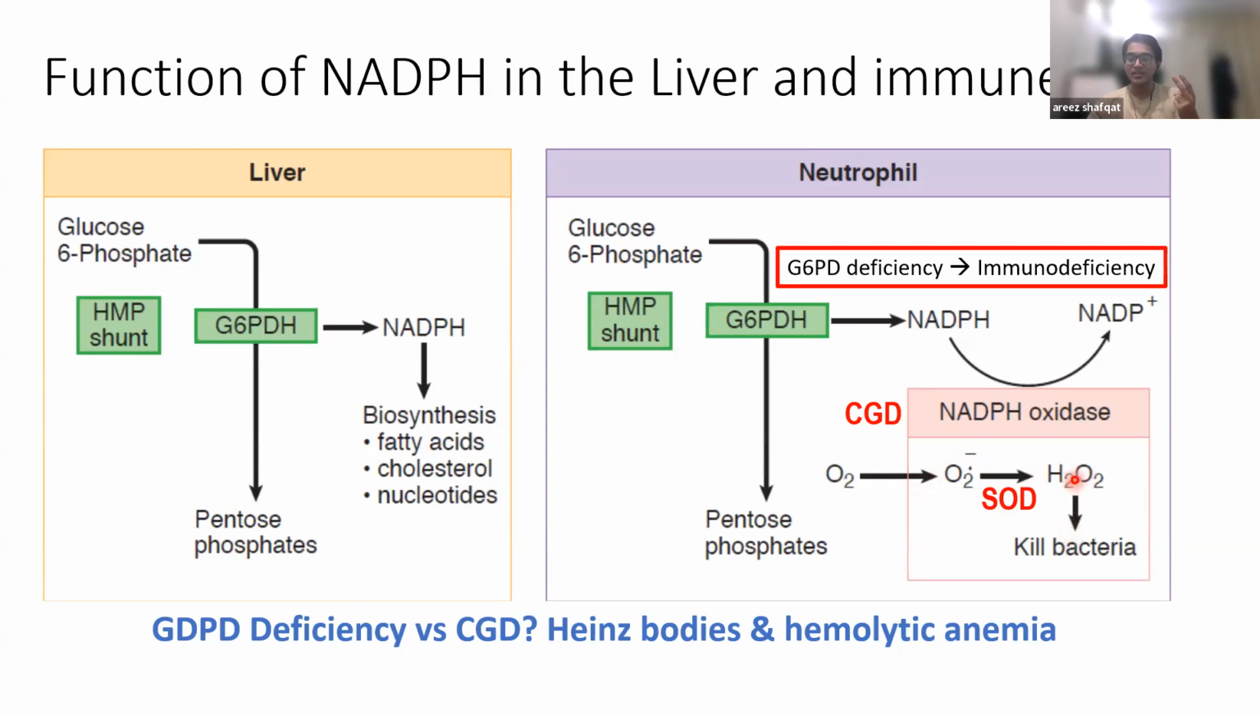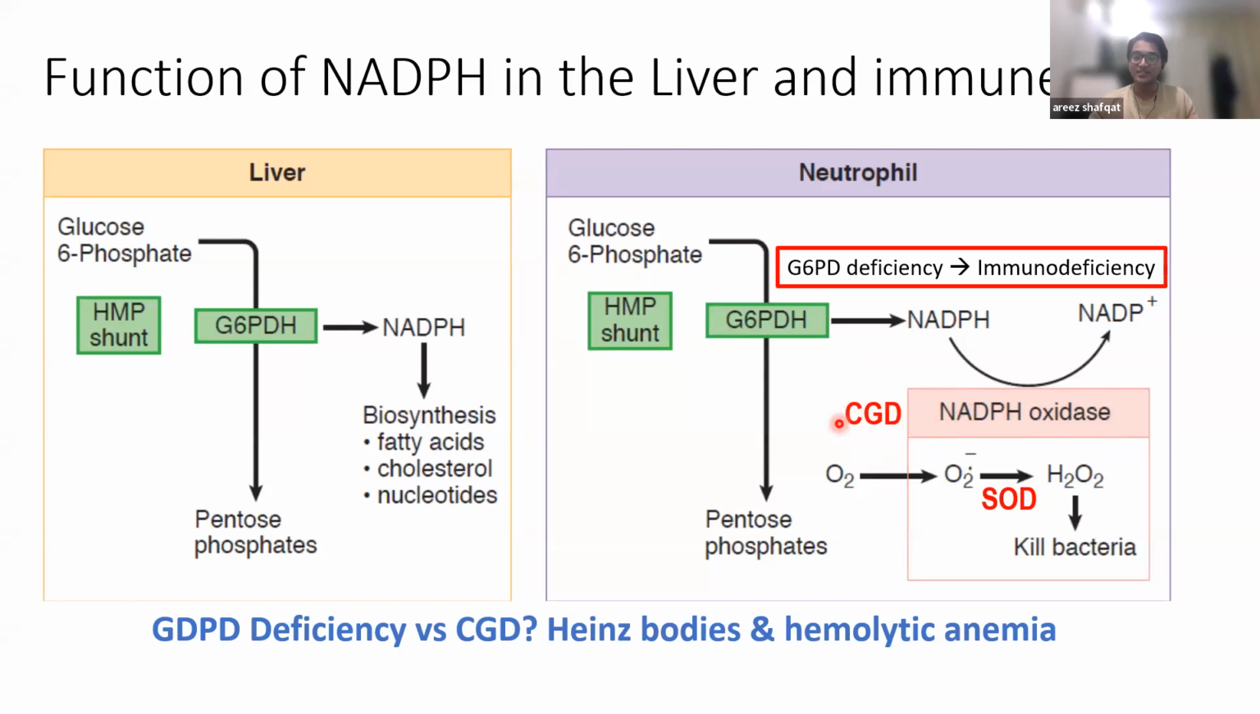So there's two ways you could get immunodeficiency. One is you could be G6PD deficient. This will decrease the amount of NADPH you have in your body. This will decrease this reaction here. Hence, you can't get hydrogen peroxide. Hence, you can't kill bacteria. The second way you can get immunodeficiency is if you're deficient or defective in this enzyme.